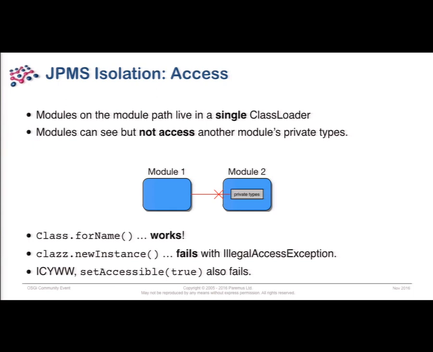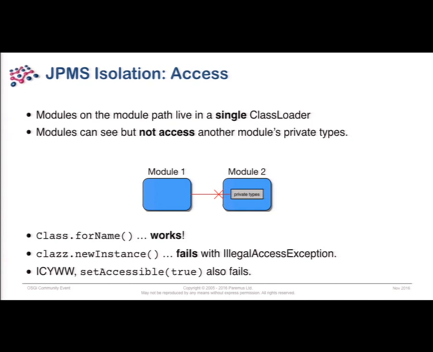And quite curiously, if I'm in module 1 and I say Class.forName to get a class from module 2, I will be able to get that class. That's allowed. But as soon as I try to do anything with that class, if I call newInstance on it, for example, I will get an illegal access exception. So that's the access control, the isolation level that's added by JPMS.